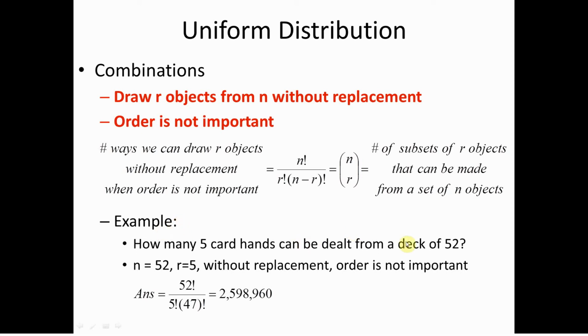Suppose, for example, we have a deck of 52 cards and I deal you a 5-card hand. How many different 5-card hands can be dealt? Well, here I'm choosing 5 from 52 without replacement, and in a card hand, order is not important. So you can go ahead and compute this number. You do this on your calculator generally, and you get that it's close to 2,600,000.